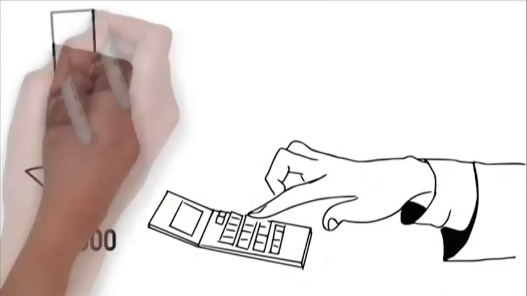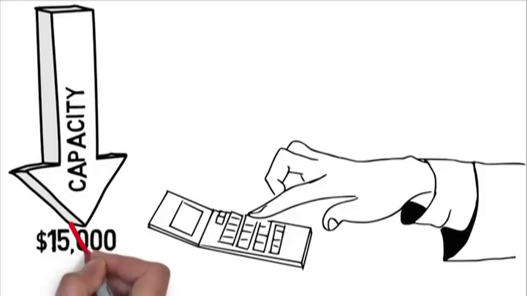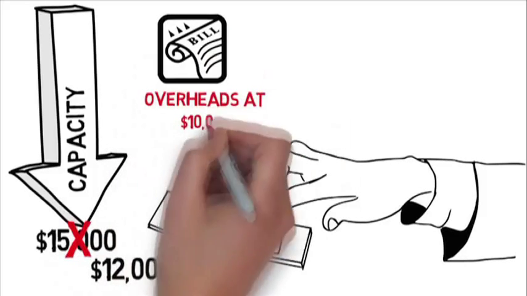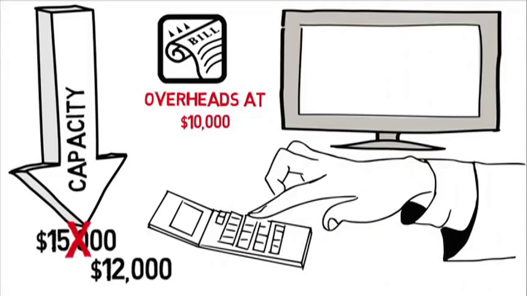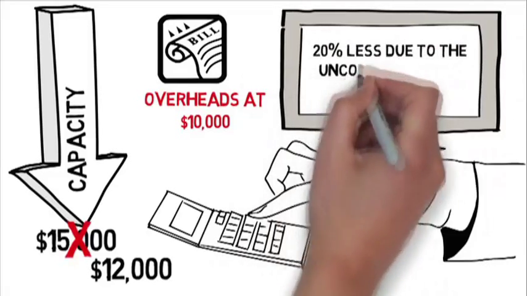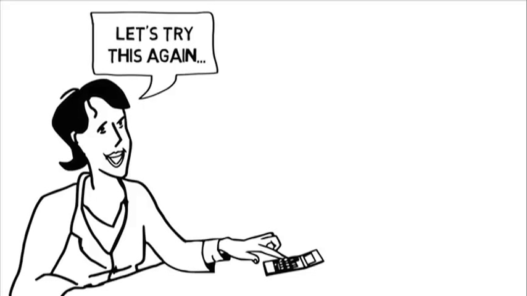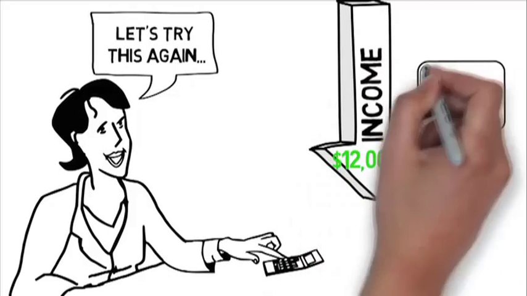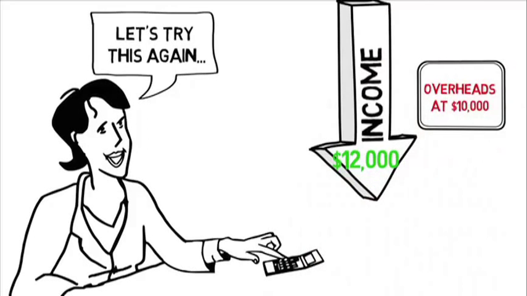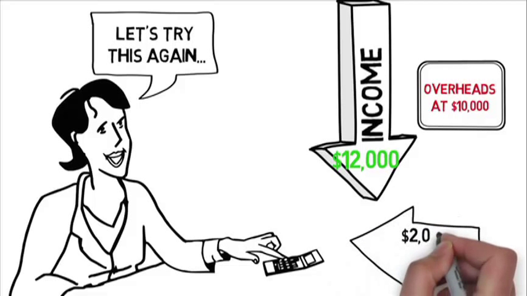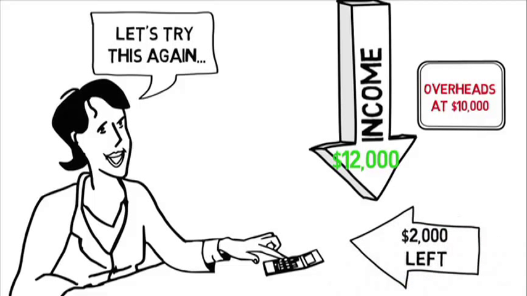Her capacity had dropped 20%, which meant her income dropped from $15,000 to $12,000, while her overheads remained the same at $10,000. It was just that the real capacity of her bookkeeping business is 20% less due to the uncontrollables that reduce capacity. Again, Joan went back to the calculator, and again income had dropped to $12,000, and overheads remained at the same $10,000, which would leave her with $2,000. Joan decided this would have to do, and she calculated that as the business grew, so would her income.